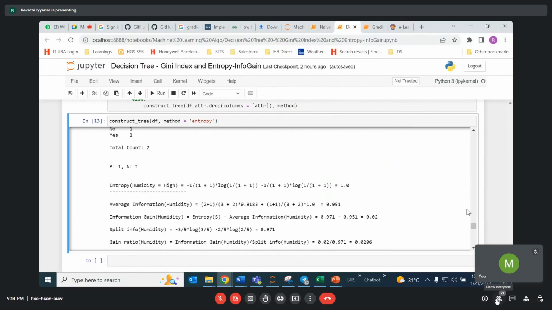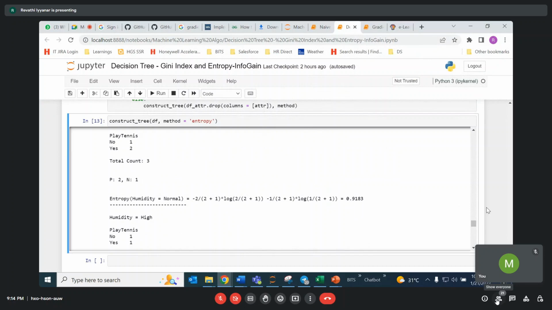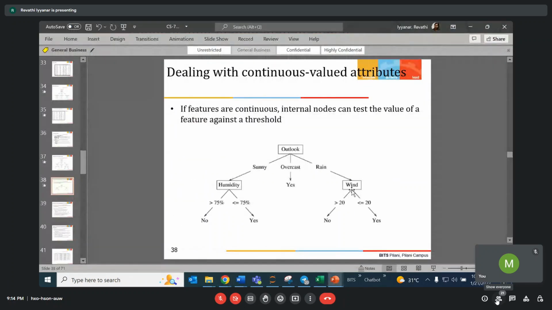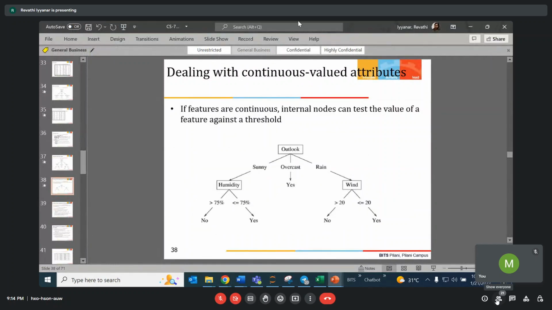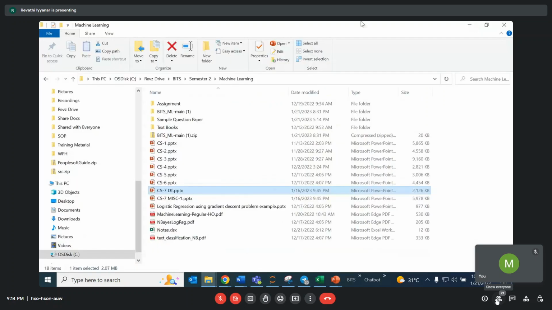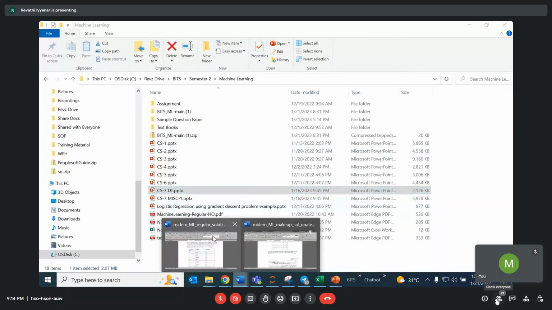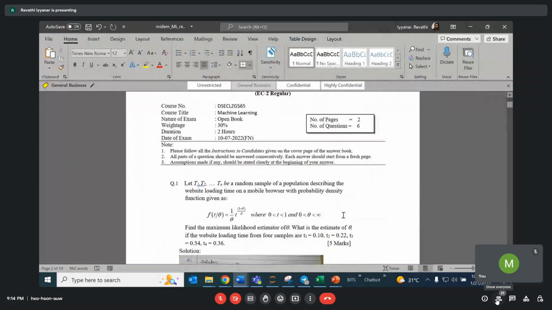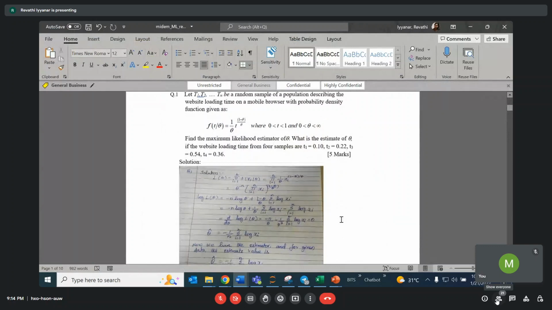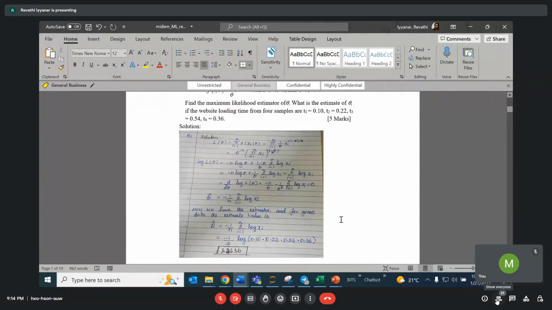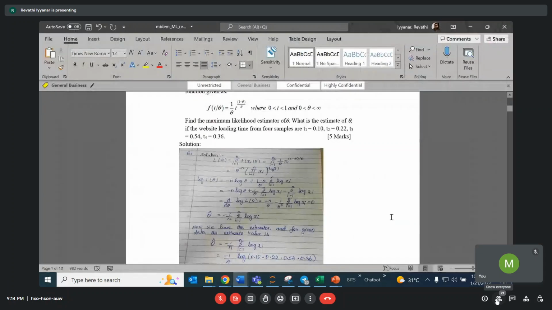Any questions? I think we are done going through all of the programs. How to solve the maximum likelihood estimator problems to find theta and all? Do we have any automation to calculate that as well? Yeah, even I was looking, but I think there isn't any.